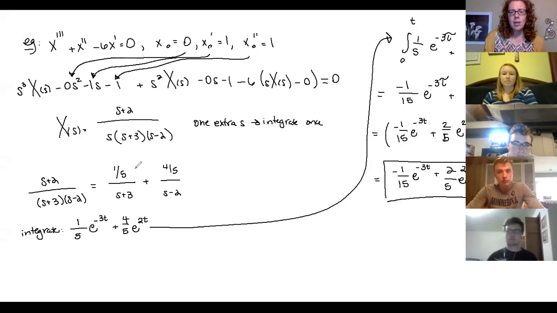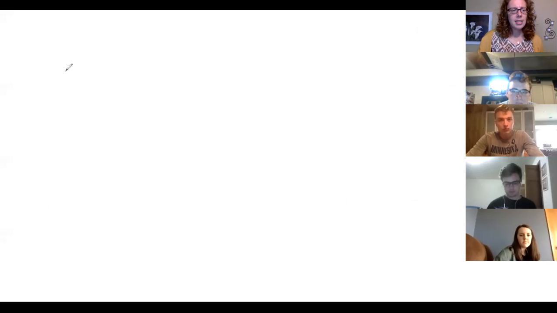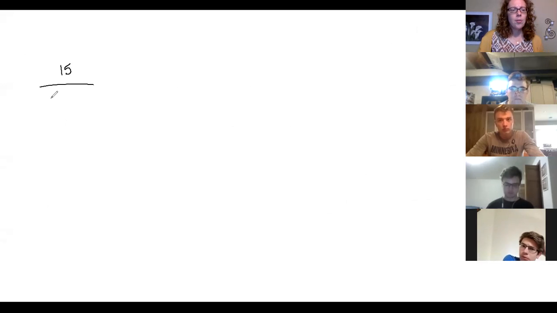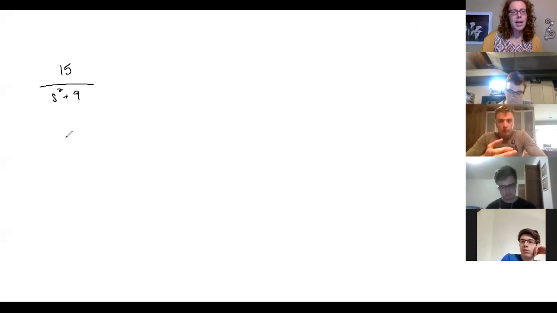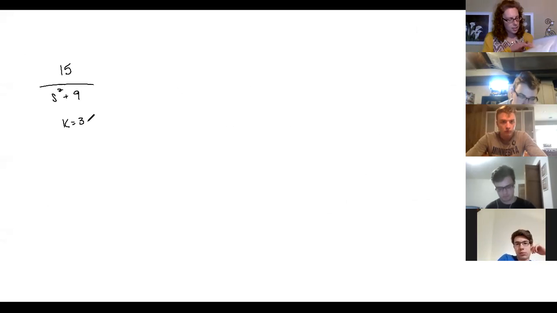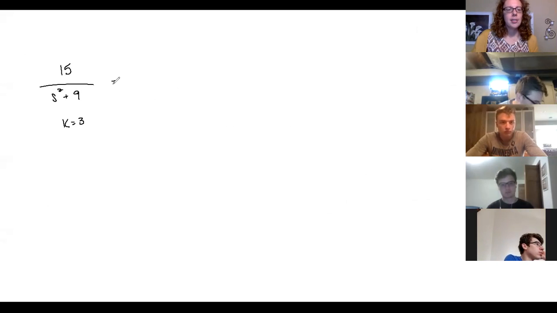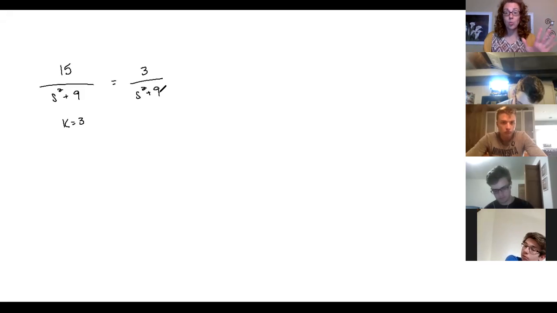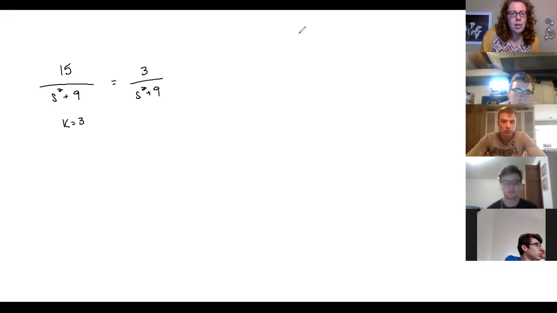Let's just do one. I'm just going to make an example up. Let's say that I have 15 over s squared plus 9. So my k value is equal to 3. In the top, I want to have a 3. So this needs to be 3 times something over s squared plus 9. That's wrong right now, but that's what I need to have. This is not a great example because 15 is easily divisible by 3, and you can tell what's going on.